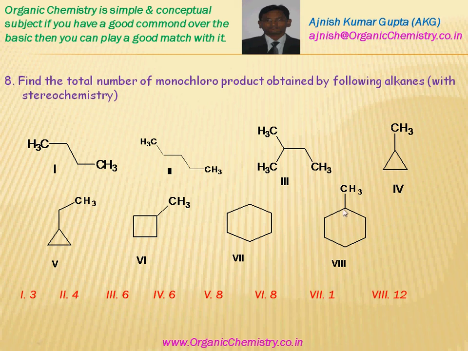1 for this, 1 for this, but replacement of this hydrogen with Cl, cis and trans are obtained. Both will show a DL mixture. Replacement of this hydrogen with Cl will give cis and trans, both have a DL mixture, but replacement of this hydrogen with Cl gives cis and trans, but the molecule has a plane of symmetry, so no D and L mixture. So the total value is 12.